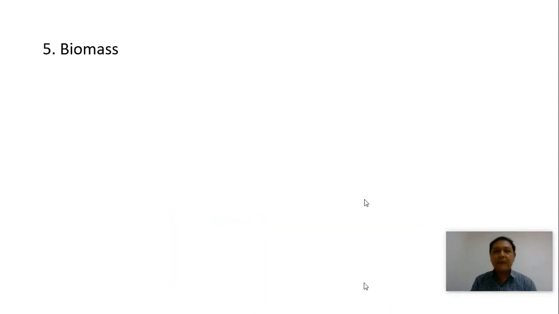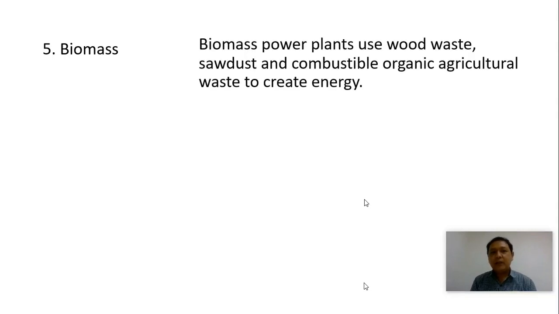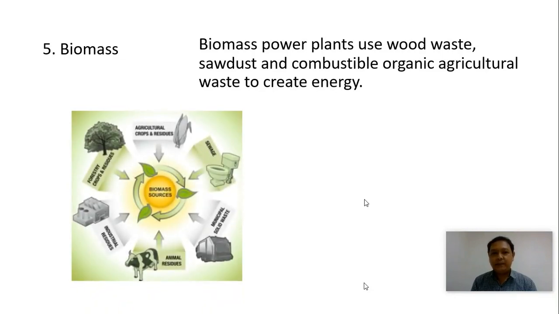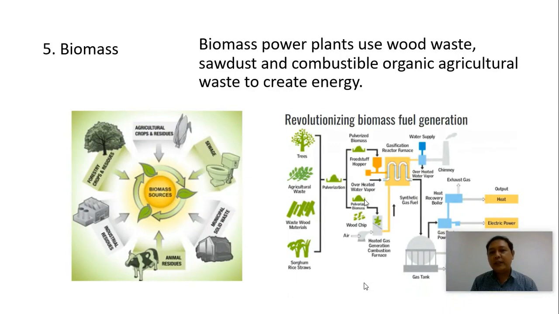Okay, next slide. Number five, biomass. Biomass power plants use wood waste, sawdust, and combustible organic agricultural waste to create energy. We can see agricultural crop residues, biomass sources like forestry residues, animal residues, and then biomass fuel generation at the right side, and the output is heat and then electric power.